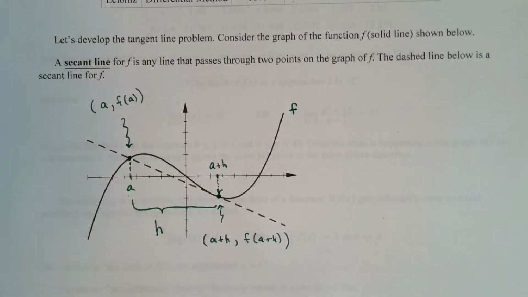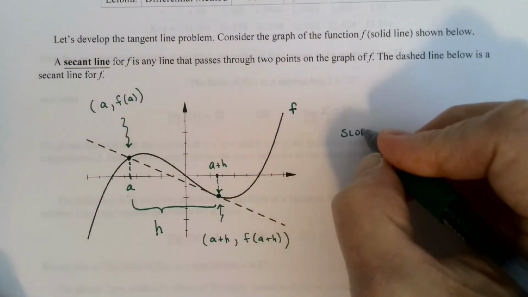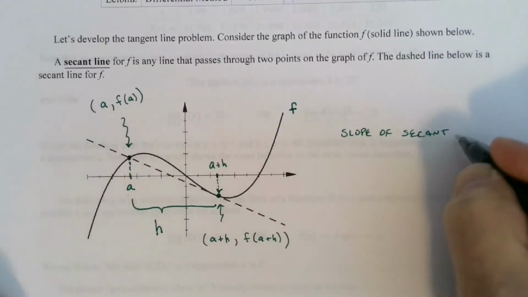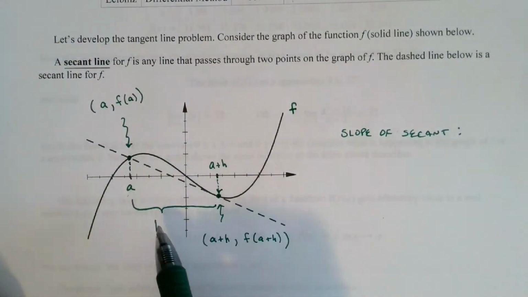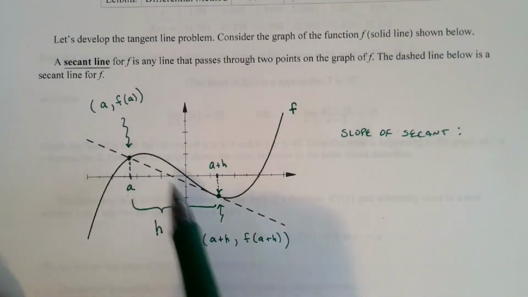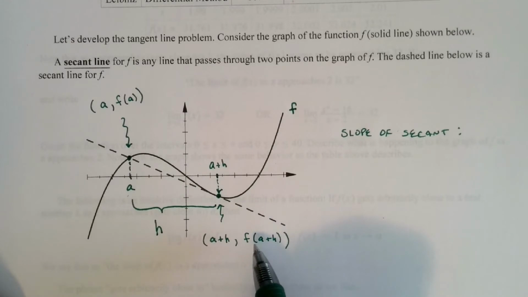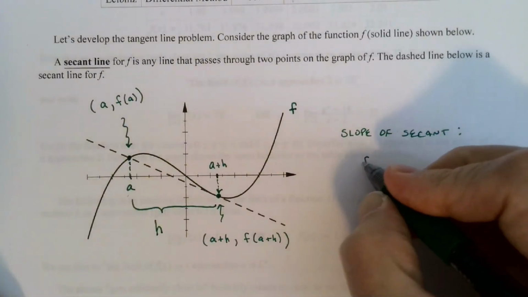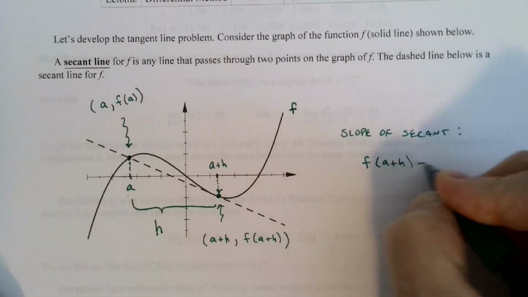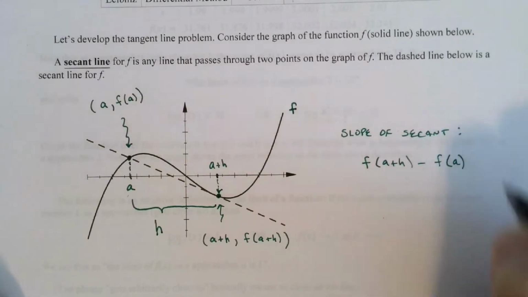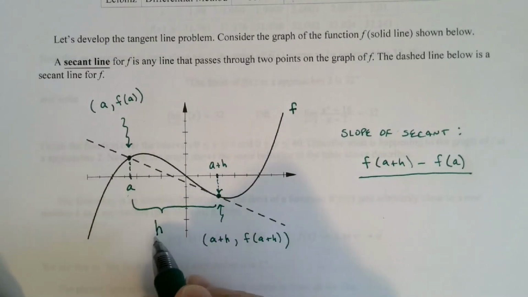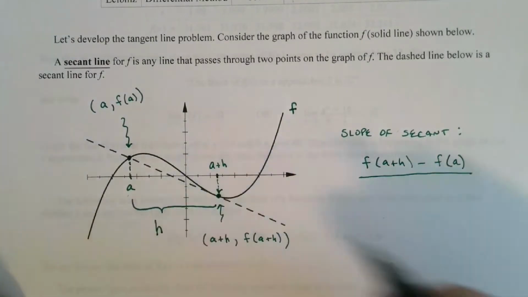Okay. Now, the question I'll have for you is, what is the slope of this secant line? We have the slope. It is the vertical change, as we said, over the horizontal change. And the vertical change is just the difference in the y-coordinates of these 2 points. So I can take the y-coordinate of this point and subtract the y-coordinate of that point, and divided by the horizontal change. But remember, we said the horizontal change was just h, right? A plus h minus a is just h.